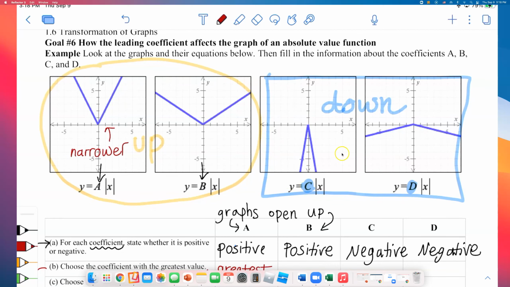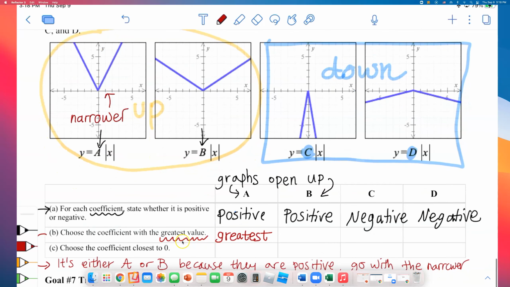B will be the second greatest because it is the second positive number. But if you just look at the number instead of the signs, the absolute value of C will be the biggest because this one is the narrowest. But because they were asking for the greatest value, we only looked at the 2 positive numbers. Because C and D were negative, they can't be the greatest number. They are the smallest numbers here.